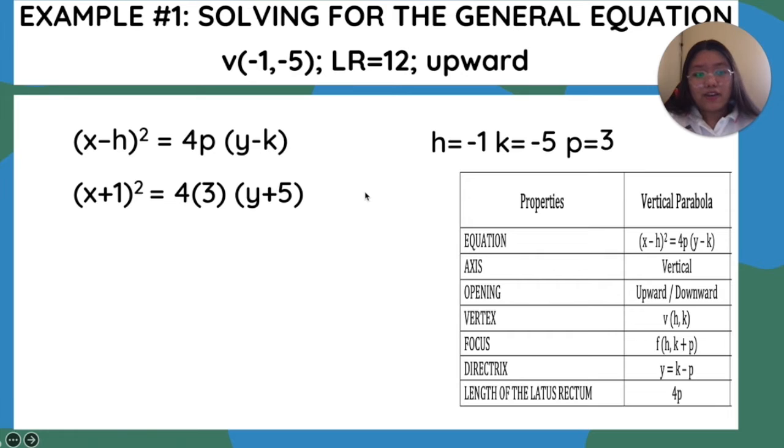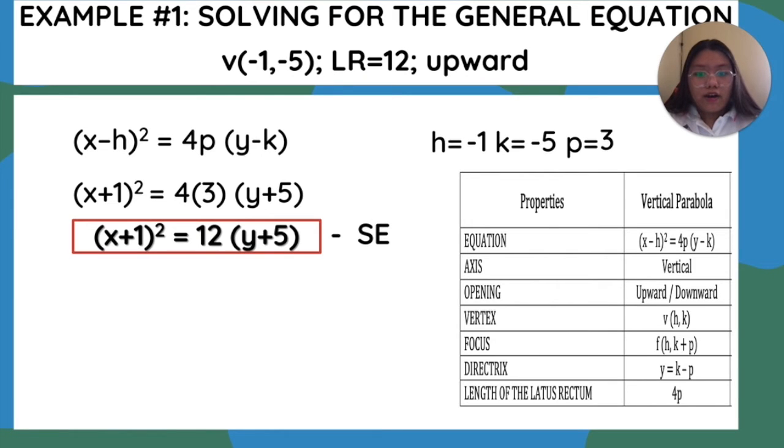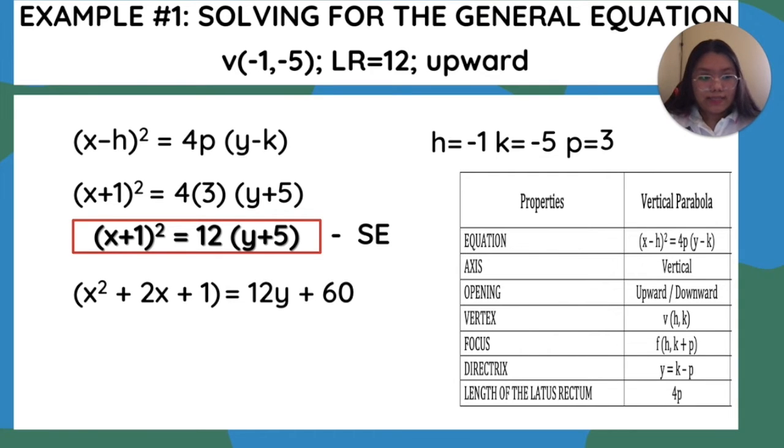After performing the necessary operation, this is our standard equation. So 4 multiplied by 3 will become 12. But since we are looking for the general equation, all we need to do is simply expand and move everything to the left hand side. So we will expand: (x + 1) squared will become x squared plus 2x plus 1. And we will distribute the 12, so it will become 12y plus 60.